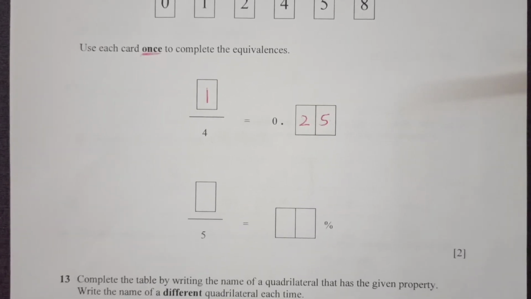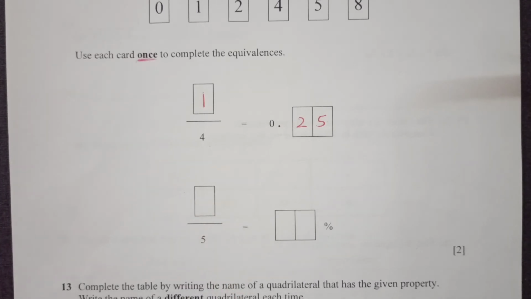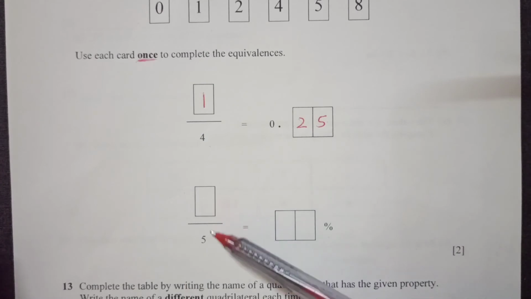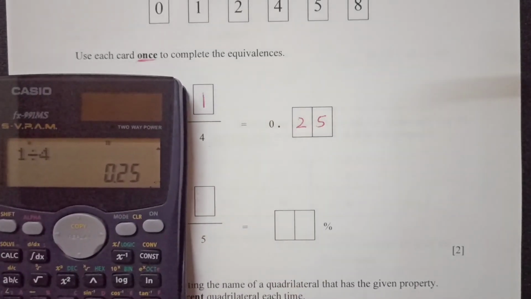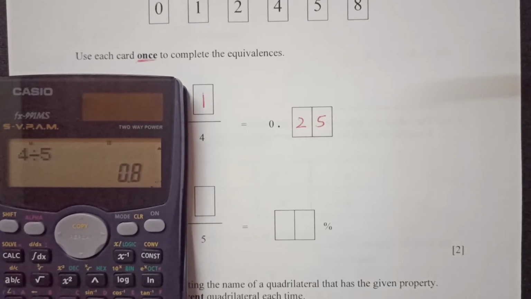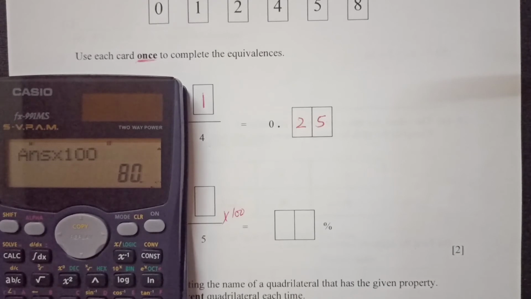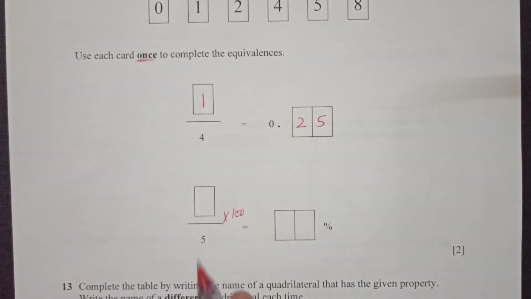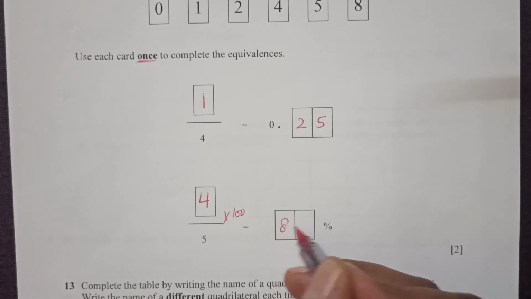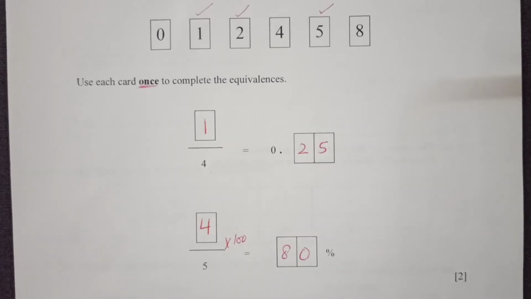Now on this side we have a percentage, and on this side a fraction. If I write 0 here, we cannot write 0 here because it will become 0 over 5, which is 0. So let's try with 4. 4 divided by 5 is 0.8, but we need the percentage. So we are going to do times 100, which is not part of this, but you need to know. So this will become 80. I think that's working now. This is 4 over 5. It is 80. So 8, 0 and 4. We have used all the cards here.